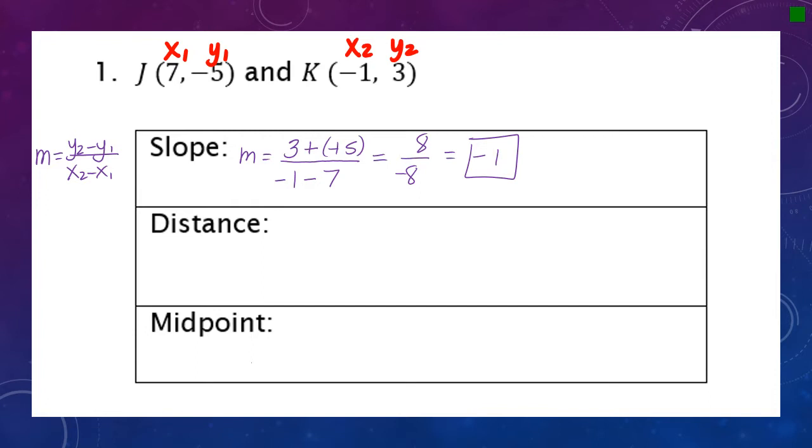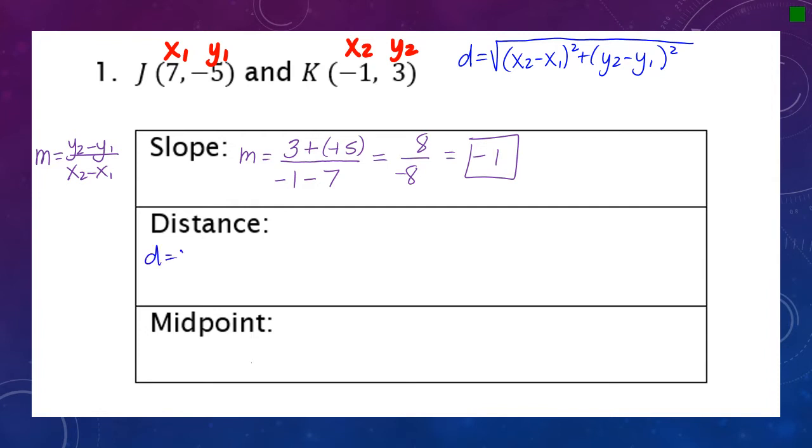For distance, the formula is a little bit more complicated. I'm going to write it up here at the top. So it's a big square root, and then inside you have x2 minus x1 squared plus y2 minus y1 squared, and it's the square root of all of that. So I'm going to do the same exact thing.